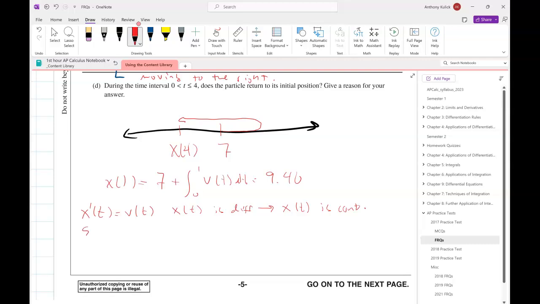And then I can say since x of 4 is less than 7 is less than x of 1, there exists some c on the interval from 1 to 4 such that x of c is equal to 7. And I'll say maybe by the IVT.